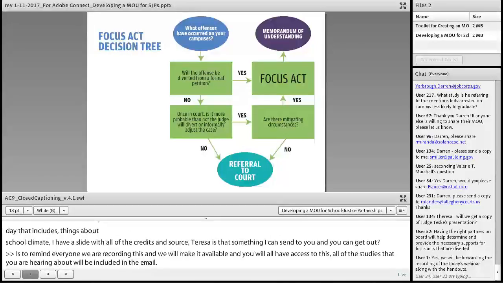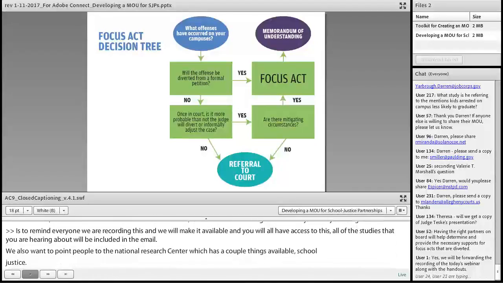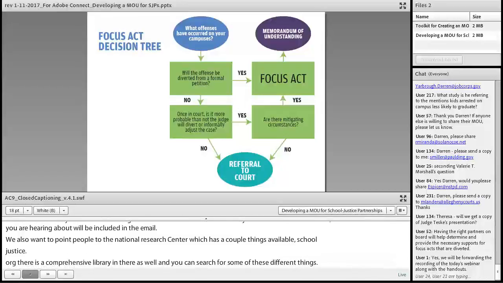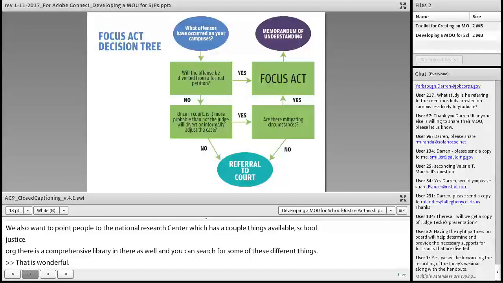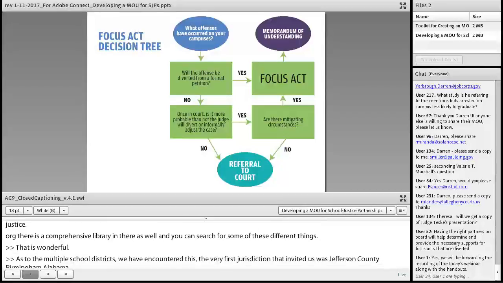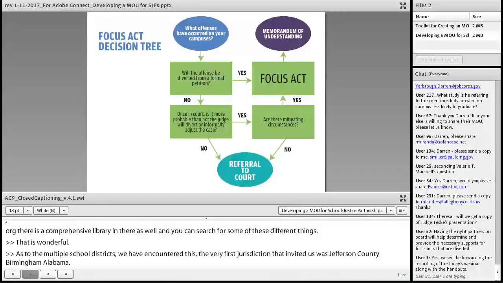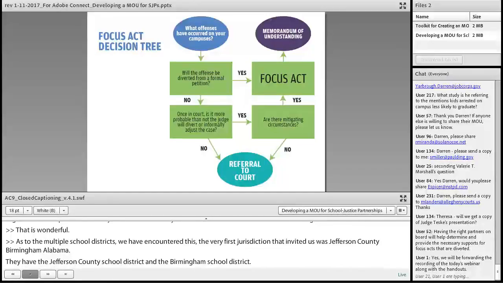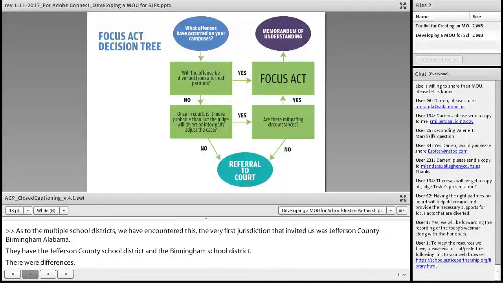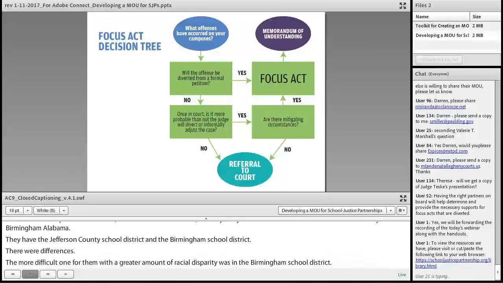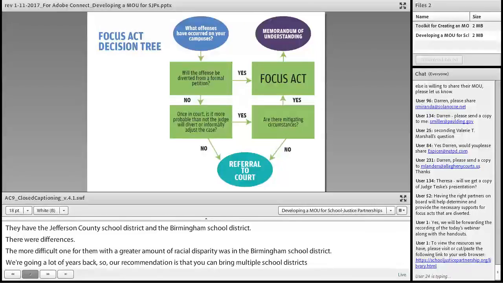We have a pretty comprehensive library in there as well, so you can just search for some of these different things. That's wonderful. Now, as to the multiple school districts, yes, we've encountered that. In fact, the very first jurisdiction that invited us to do TA was Jefferson County, Birmingham, Alabama. They have the Jefferson County School District and the Birmingham School District. There were differences in a number of ways, but the more difficult one for them, where there was a greater amount of racial disparity, was in the Birmingham School District, and we're going a lot of years back. So our recommendation is that you can bring multiple school districts in, but you need to make sure that, first of all, you have the capacity to handle the number of people in a room. It's as simple as that.